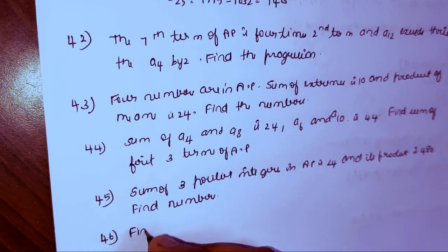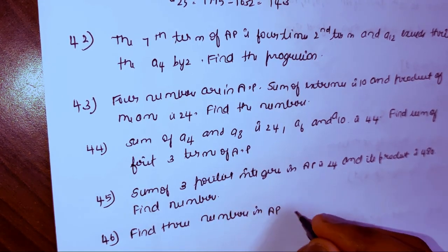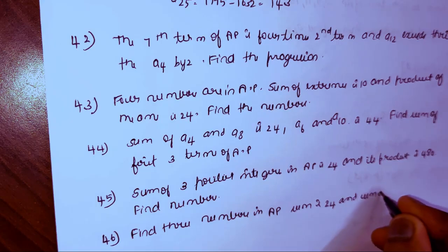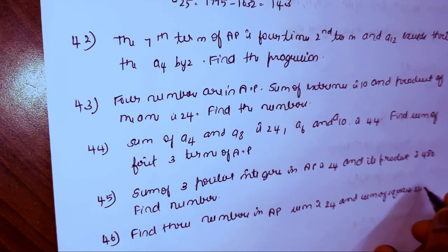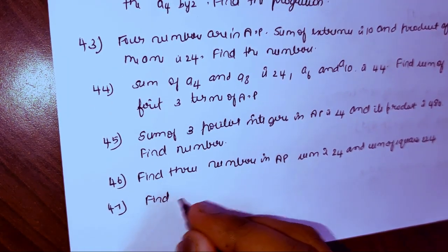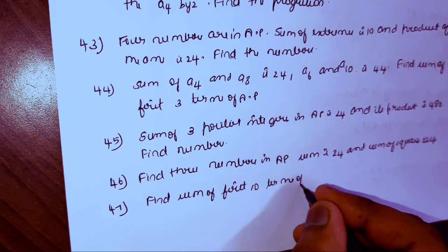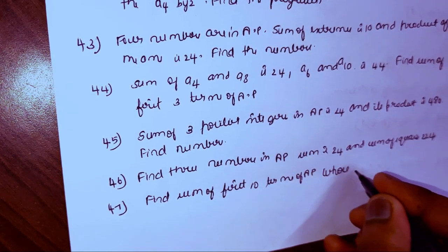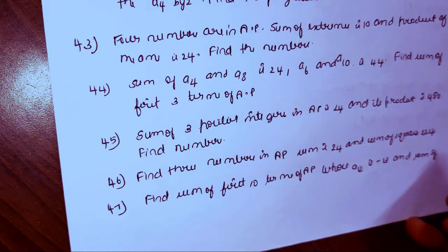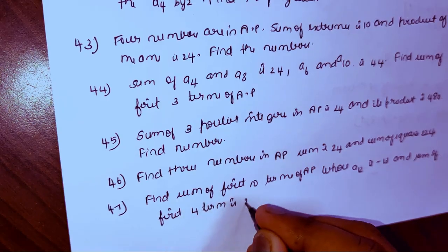46th question, find 3 numbers in AP. Sum is given, that is 24, and sum of their squares is 224. 47th question, find the sum of first 10 terms of AP whose 12th term is minus 13 and sum of first 4 terms is 24.